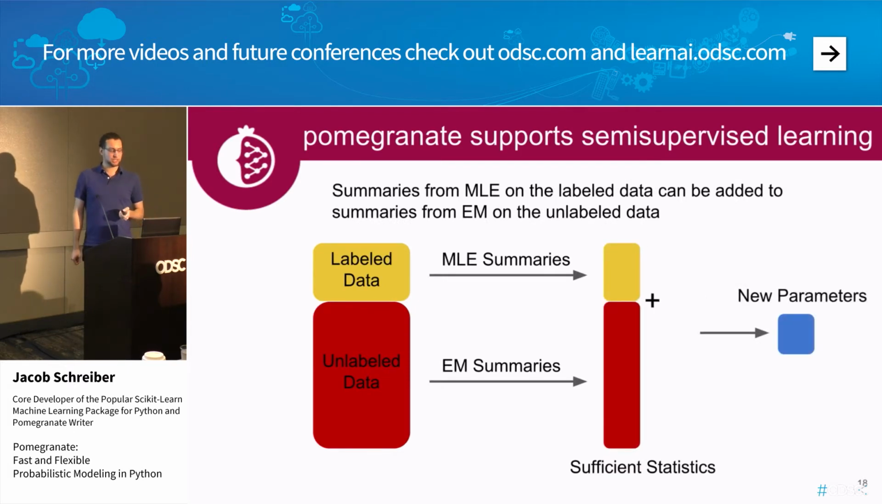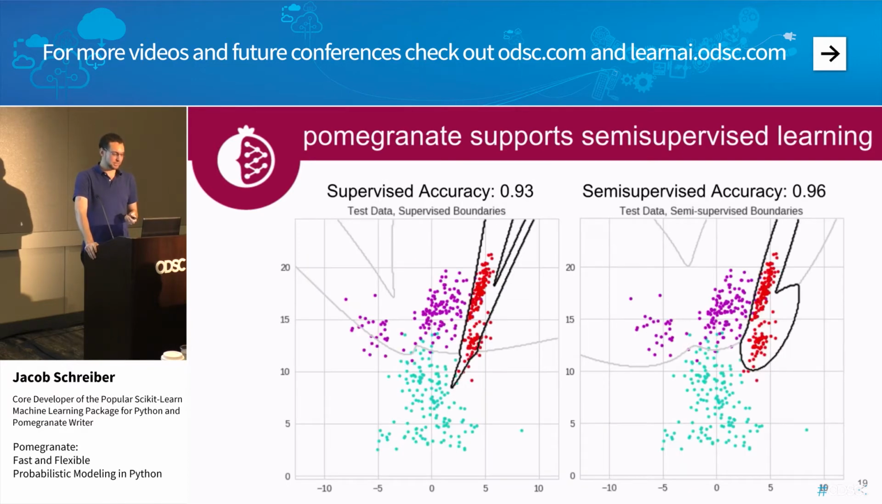The way that this works is that you use maximum likelihood estimates in order to extract summaries from the labeled data as you would normally, and then you use expectation maximization to extract summaries from the unlabeled data. These are the respective algorithms for doing supervised and unsupervised learning. Since these are additive sufficient statistics, there's no reason why you can't add them together in order to get the new parameters. This gives you a way of leveraging both your labeled and unlabeled data together while not really losing any speed.